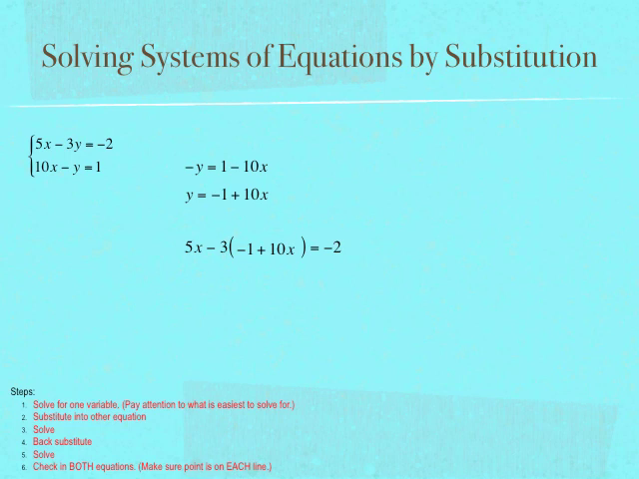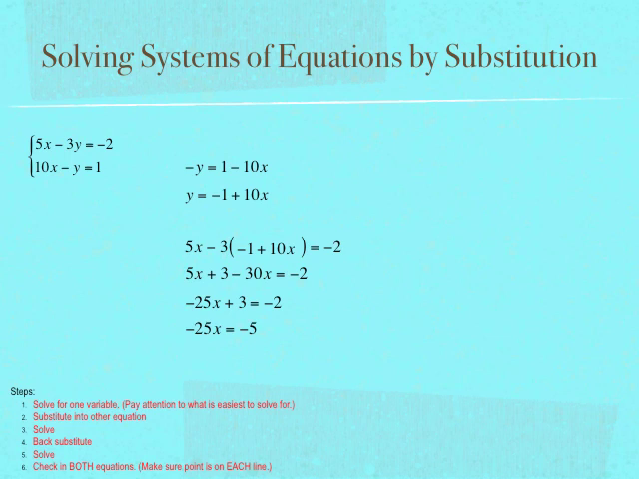And now I'm back to a chapter 2 problem. I distribute. -3 times -1 is 3. -3 times 10x is -30x. Now I'll combine like terms, so I have -25x plus 3 equals -2. Next step, subtract 3 from both sides, so I have -25x equals -5.